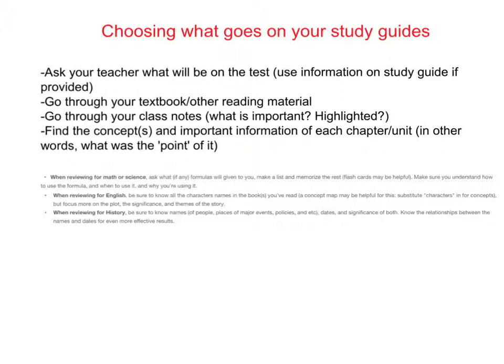Next, go through your class notes. Look at what's important, what's highlighted. If you're not into that type of thing, just go through your class notes and translate. And what do I mean by translate? I mean unjumble. Get the big concepts, put them down, write again what it is, when you use it, if it's something for history, when it happened, things like that. Get the main points of every unit.